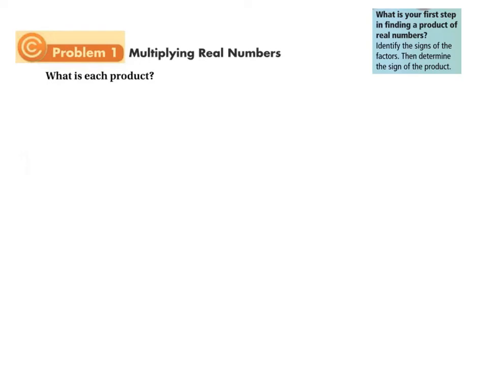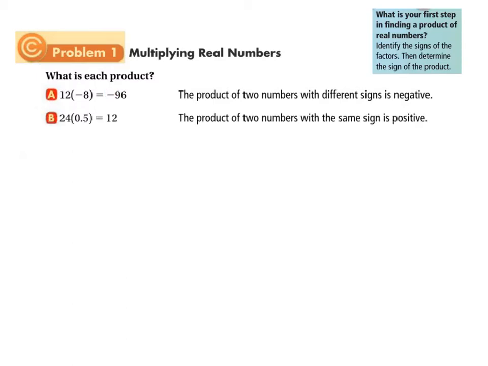What we're going to do here is start by multiplying these real numbers, and we can determine the sign of the product by looking at the signs of the things we're multiplying. Remember, same sign positive, opposite sign negative. So let's look at this first one. 12 times -8, well, we know that positive times negative is negative, and 12 times 8 is 96. So -96. 24 times 0.5. Well, we have positive times positive, so it's going to be positive. And if we do 24 times 0.5, or 1/2 of 24, we get 12.